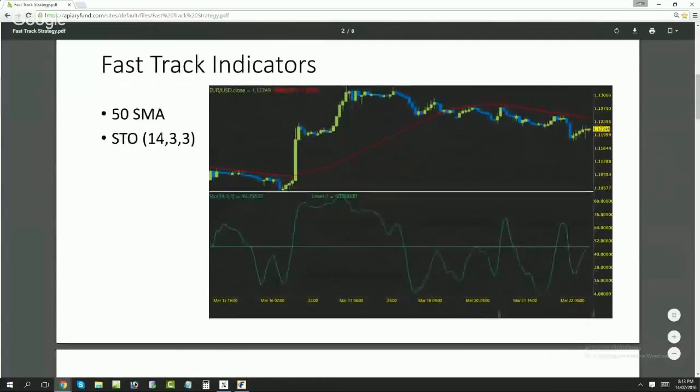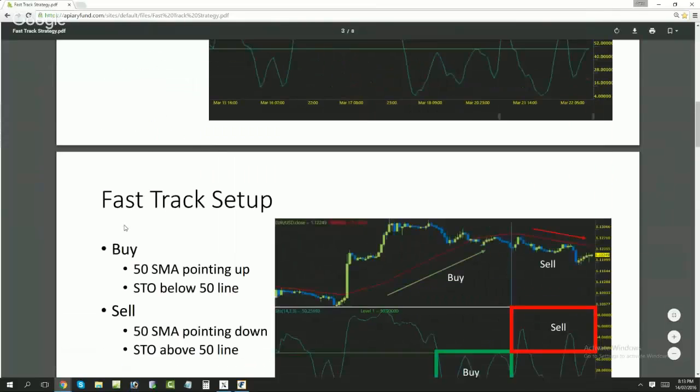Right, let's zoom in here a little bit. Okay, so you can see here we've got a 50 simple moving average. It could be any moving average really, and a stochastic 14, 3, and 3. I don't know if it's too light, but you can see the 50 moving average there and the stochastic down the bottom. So those are the indicators we need.